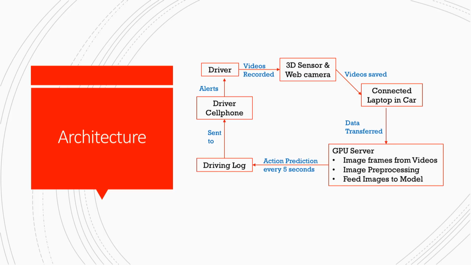From the driver, you would have the sensor and the camera, and you connect the sensor and camera to a laptop in the car, actually. Honestly, I'm not even kidding. Then from the laptop you transfer those images to a GPU server, have the model predict on those images, then create a log of the predictions, and send that back to the driver.